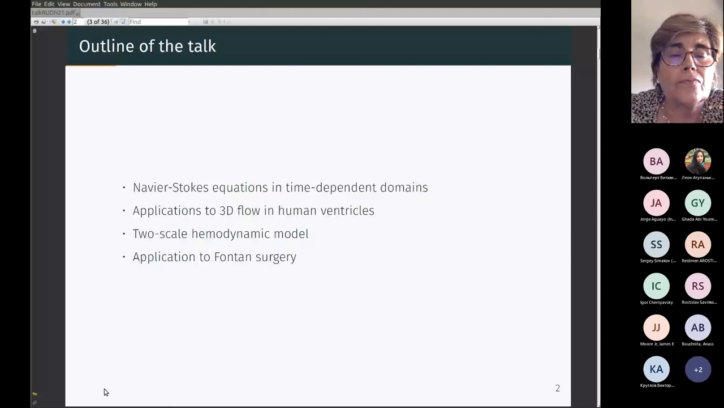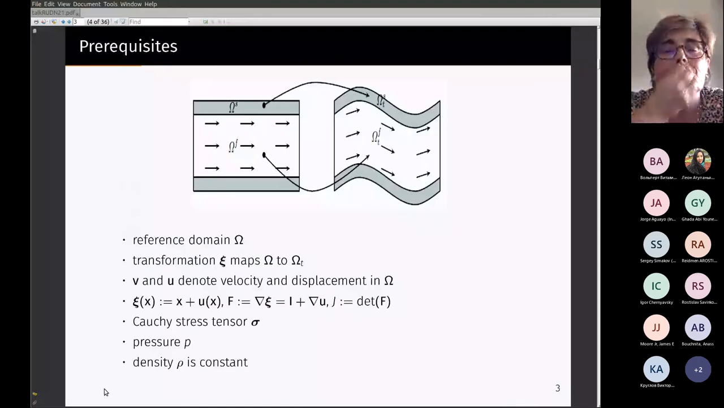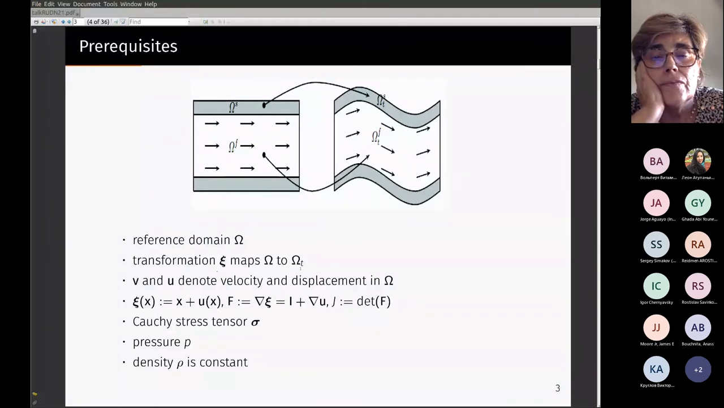So some prerequisites of my future equations. We consider a reference domain omega, which is immovable, and denote by xi the transformation which maps the reference domain omega to physical domain omega t. In the reference domain omega, we define velocity and displacement vector fields v and u. And if we know displacements of each point of omega, we can define explicitly the transformation xi. This is just addition to any coordinate x of the displacement u. Given this transformation, we can define the gradient of deformation F and its determinant J, or Jacobian of the transformation.